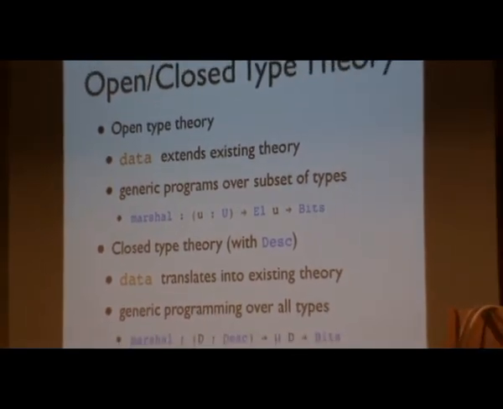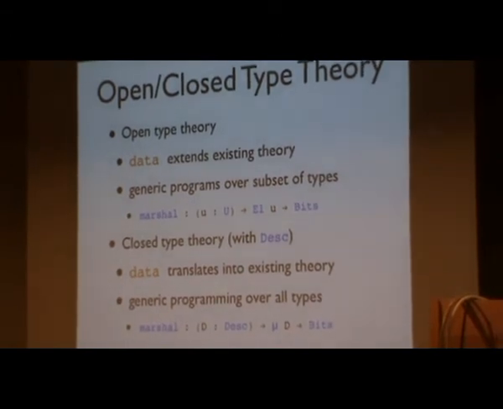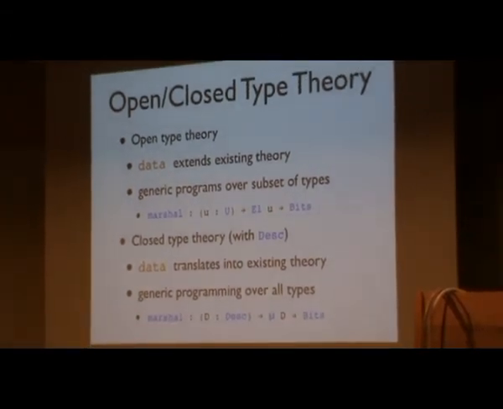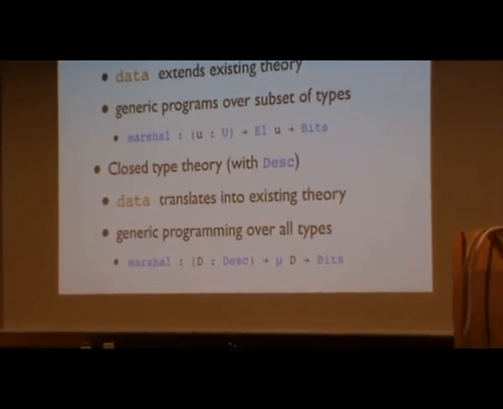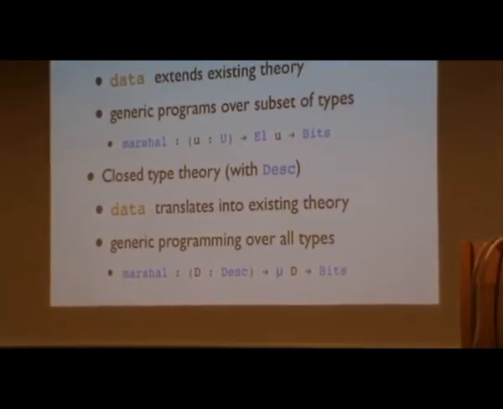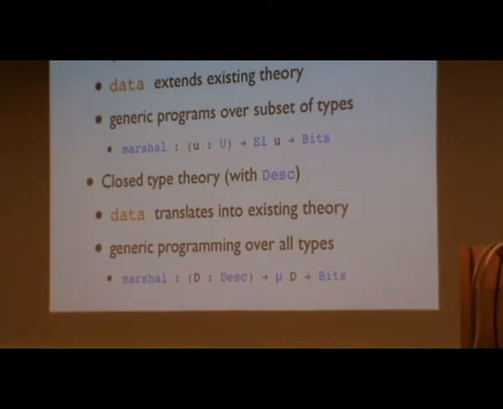So with a closed type theory using descriptions, when a user writes a data declaration, you can instead translate the data declaration into primitives of an existing theory, so you don't need to extend the existing theory. And now when you do generic programming, you can do it like this, where D is the description, which represents a first-class embedding of data type definitions. Then you can take the fixed point of that definition to get back the actual type it encodes, or something isomorphic to what you had in mind when you wrote a high-level data type declaration.